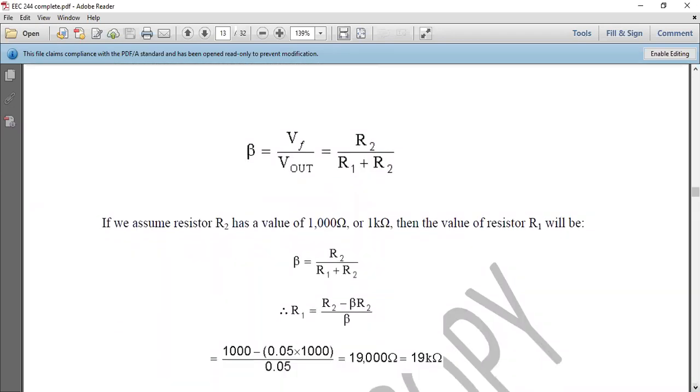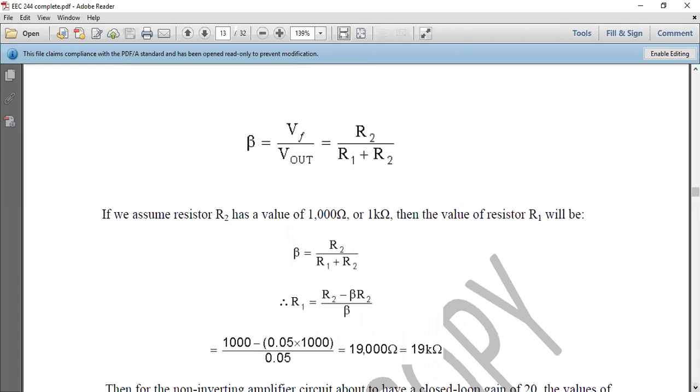Beta is equal to VF over V out, which is equal to R2 divided by R1 plus R2. Beta equals R2 divided by R1 plus R2. Now, we will assume one of these values to determine the other one. It's like practical work where you are designing a feedback system using the operational amplifier. So we could now choose a value for one of the resistors and calculate the value of the second one.